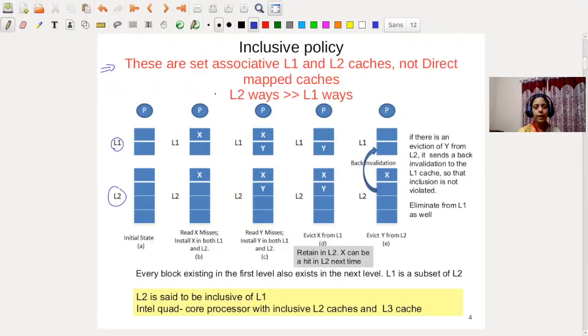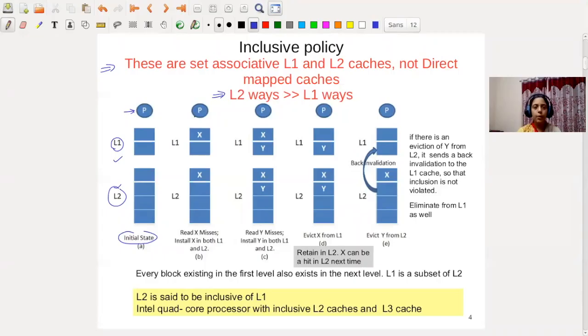And we are assuming also that the number of ways in L2 is much greater than the number of ways in L1. So P is the processor, and this is an initial state wherein both the caches are empty. There's nothing in both the caches, and we're yet to start fetching data into the cache.